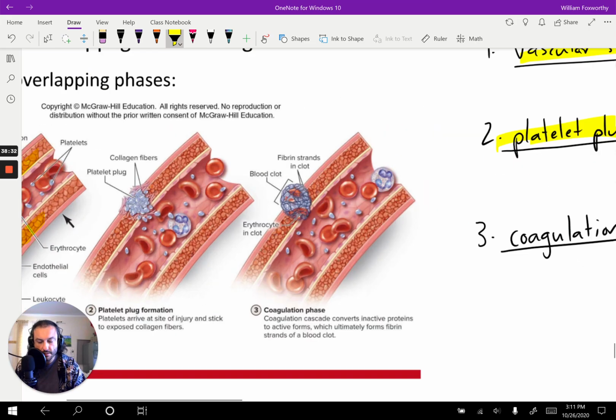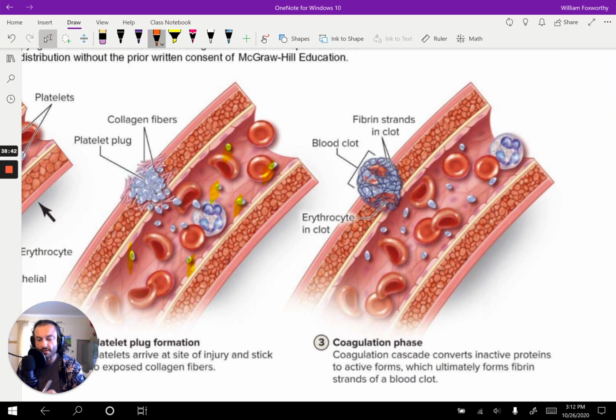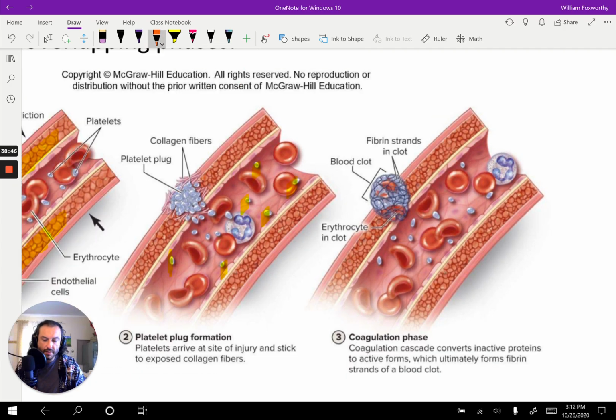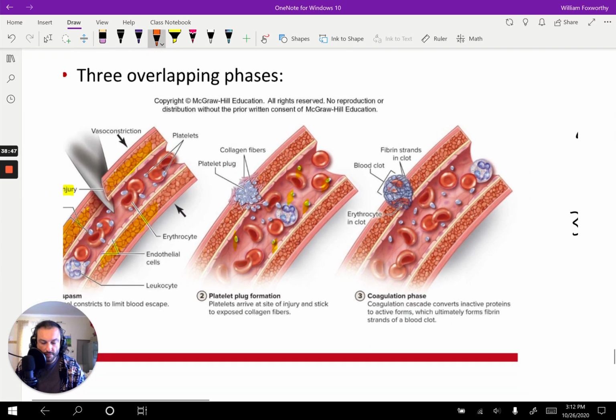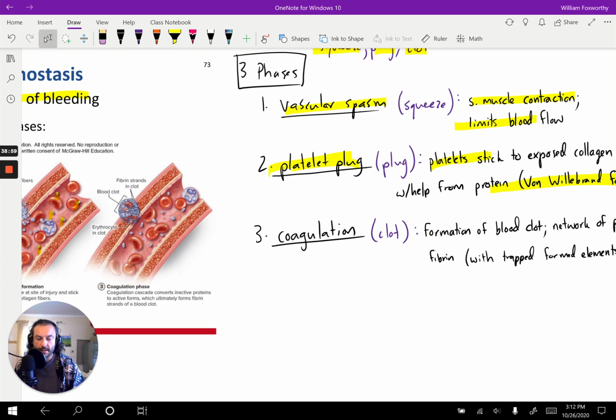And here the platelets that are normally rushing by in your normal circulation are going to stick to the exposed collagen fibers, which have been exposed by the injury, and they attract other platelets to stick as well, and so they form a platelet plug. Helping them to stick together is a protein called von Willebrand factor. And then finally, a longer lasting blood clot will occur through the process of coagulation.